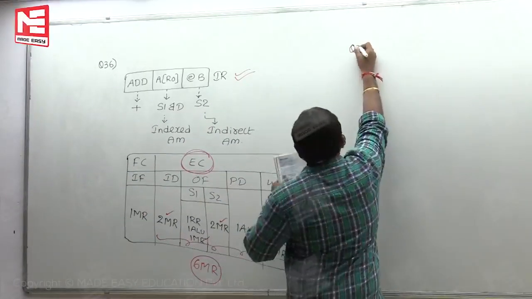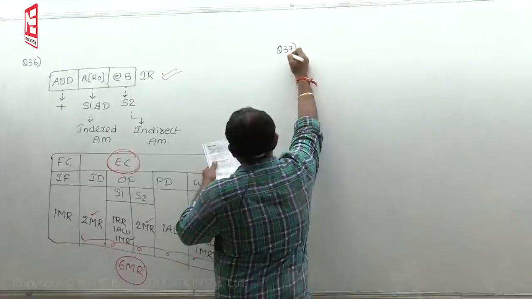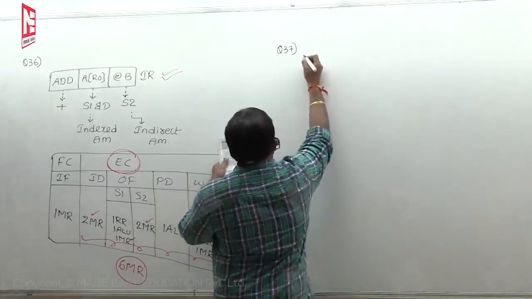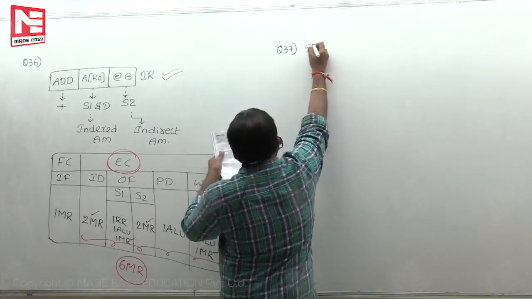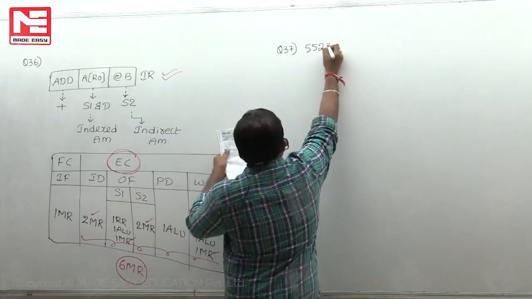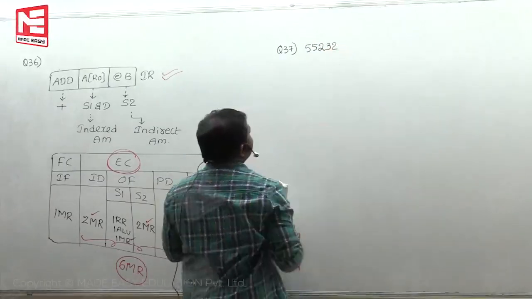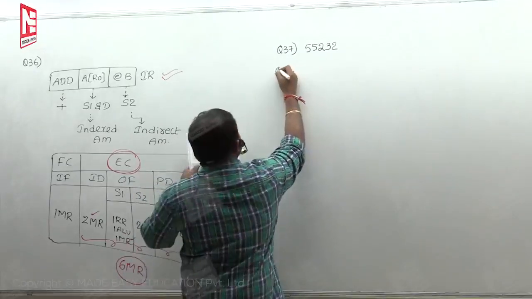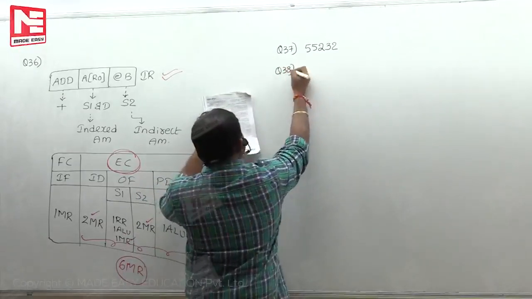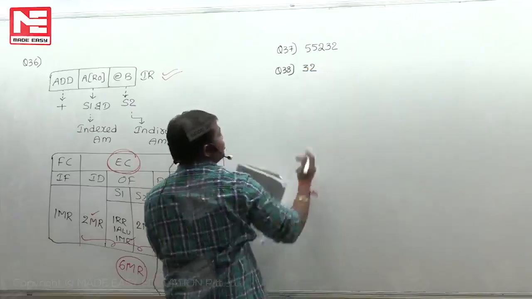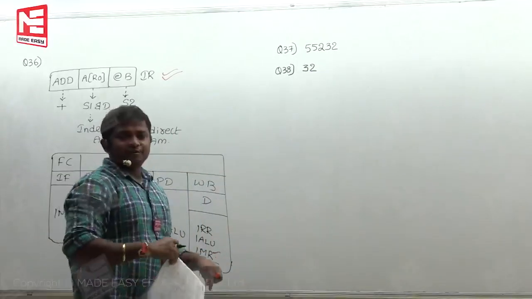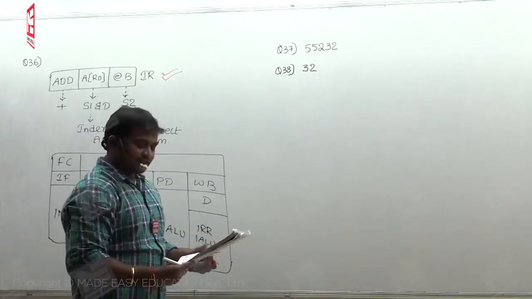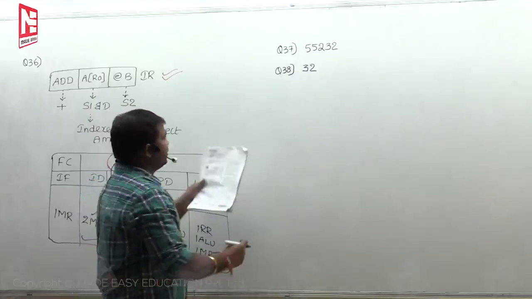Next, question number 37. It is an expanding opcode technique question. You know what the expanding opcode technique is and how to use it. Okay? Solve it. The answer is given here. See this. Then question number 38. This is an instruction format question. We already covered instruction format related questions. Use that knowledge and solve it.